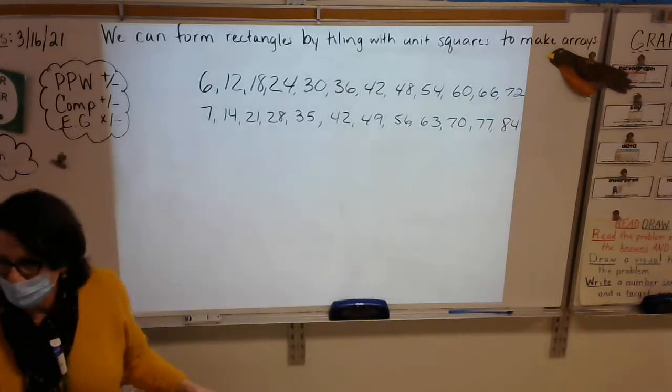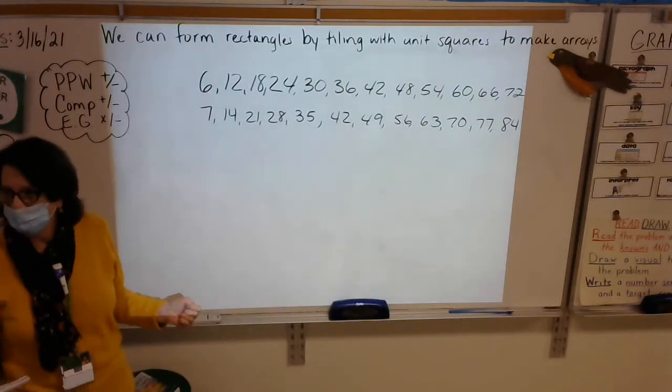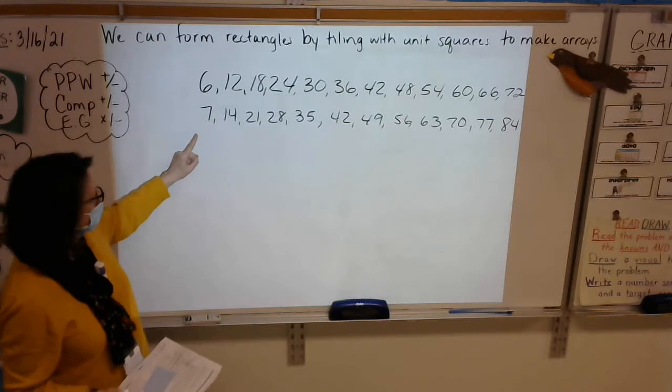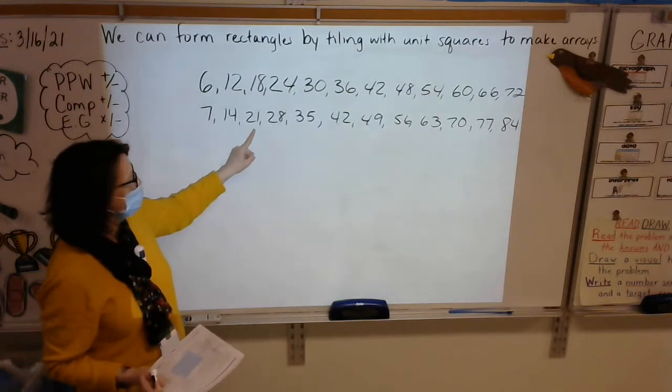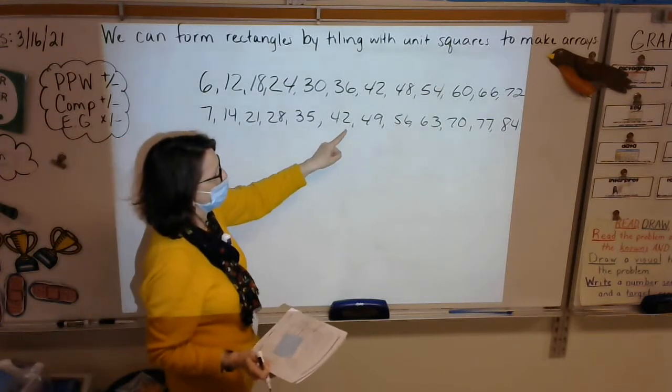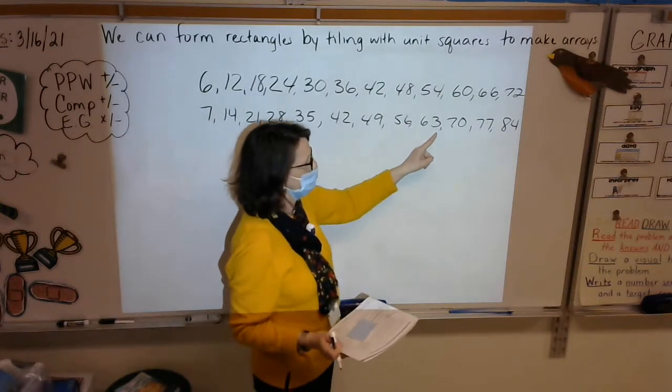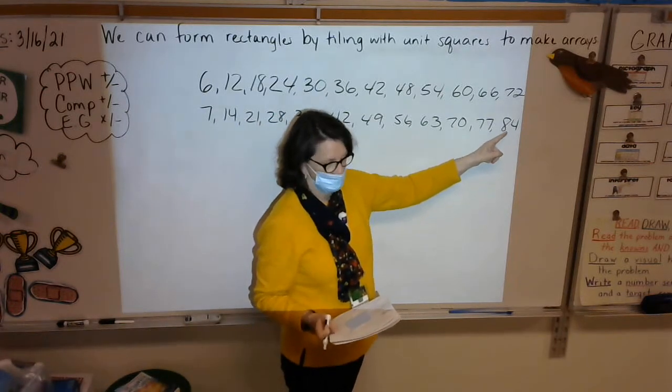Okay, let's just sing without the song. Eyes up here. Here we go. 3, 2, 1. 7, 14, 21, 28, 35, 42, 49, 56, 63, 70, 77, 84.